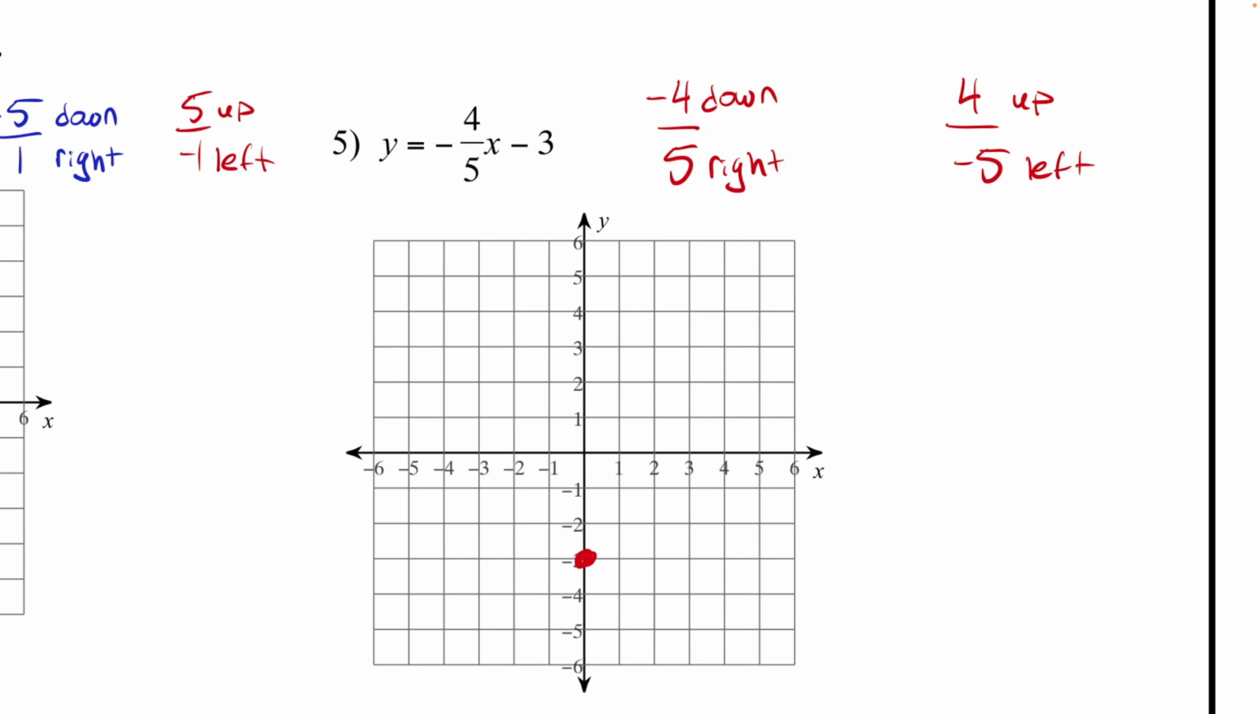So let's check. Can I go 4 down, 5 right? Well, if I go 4 down, 1, 2, 3, 4, I'm off the graph. So that one probably is not going to be very helpful. Let's do this other one. Let's do 4 up, 5 left. So 4 up. 1, 2, 3, 4. That's 4 up. And then I'm going to go 5 left. 1, 2, 3, 4, 5. And there's my final spot. There's only 2 points that can be on this graph. Go ahead and grab your ruler, make a straight line that goes through them. Mine's a little bit off, but I can move it. There it is.